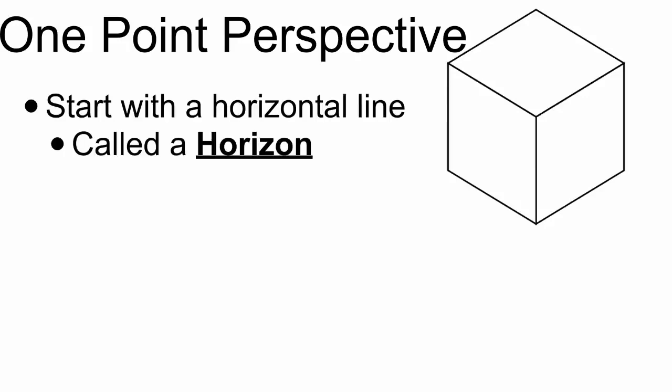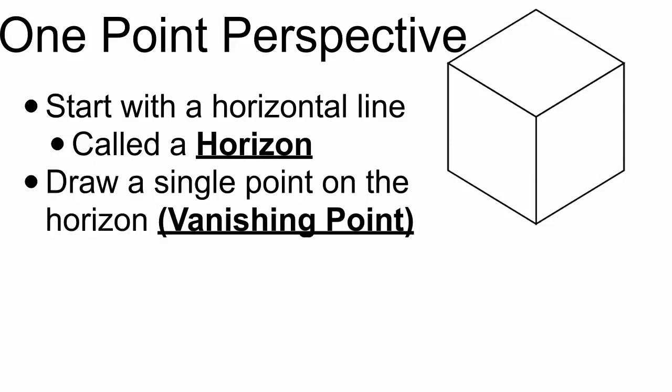The first step always is to start with a horizontal line. That horizontal line that you start with is called a horizon, and that happens for 1 and 2 point perspectives. But just for this one, make sure you're doing 1 point perspectives. Once you have that, you're going to draw a single point on that horizon. That point is called the vanishing point.